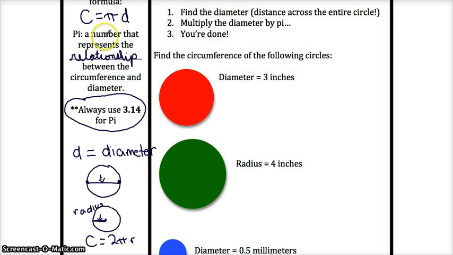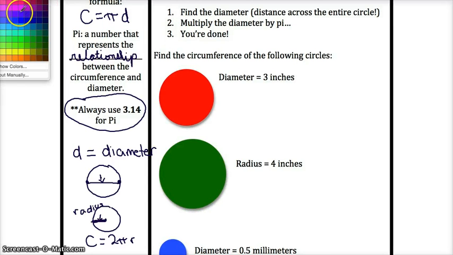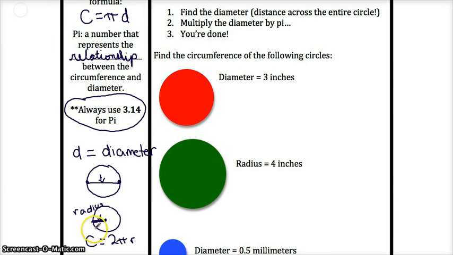But this formula right here, C equals pi times diameter, is the same thing, because two of the radius, two of these half radii, makes a diameter. Think about it. If you have one radius here, and then you have another radius over here, that gives you one diameter. From here to here gives you the diameter.